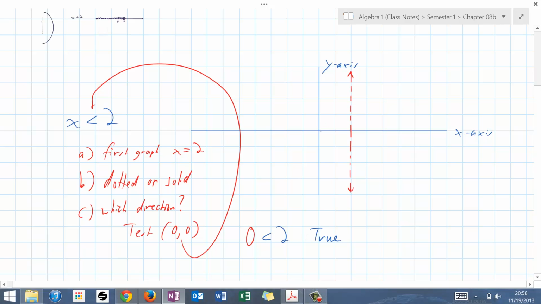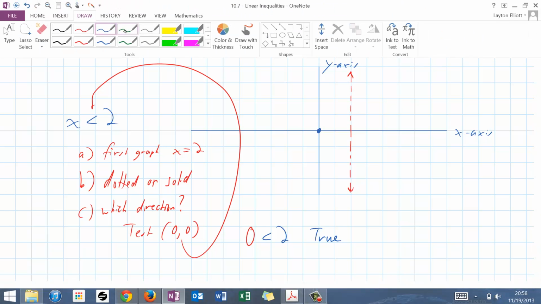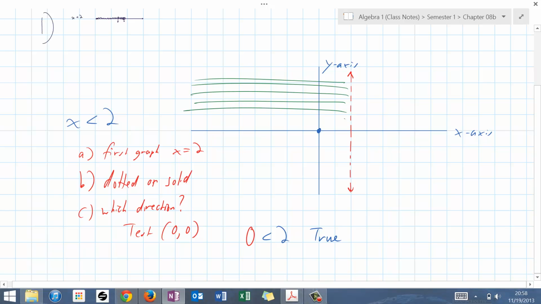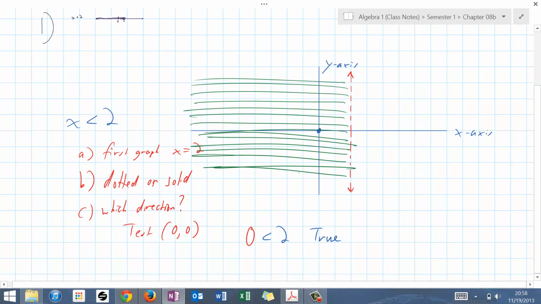Since that is true, I'm going to go where the point 0, 0 was, and I'm going to shade in that direction. And here's how I want you to shade. Parallel or perpendicular lines to our line. I just want you to do very, very faint but complete shading like this. Don't go scribbling and go crazy on me. But that's the shading. And that's it. That's your solution. That is x is less than 2 in 2 dimensions.